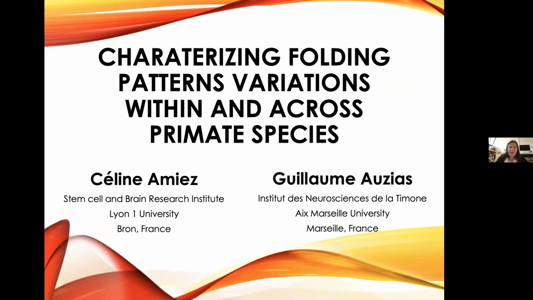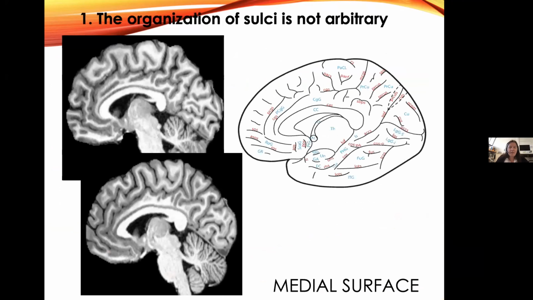Today, Guillaume and I will describe folding patterns variation within and across primate species. So the first question is why study sulci? The first good reason is that if you look at the primate brain, it's striking. The sulcus organization is absolutely not random. There is a topographic organization, and almost all sulci can be found in all individuals. This is true in humans, and this is also true in macaques.